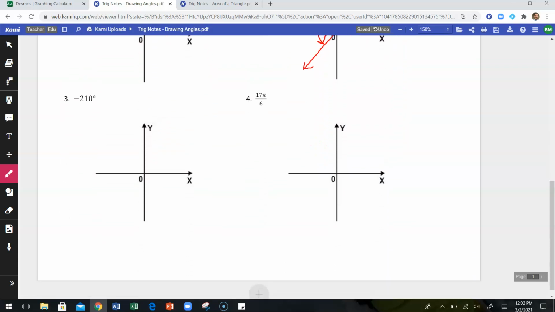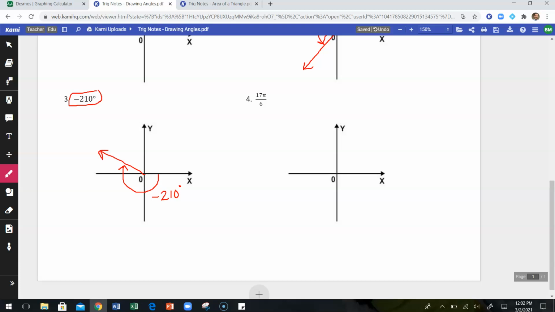Negative 210 degrees. Okay, so now we have a negative angle. We've talked about in previous videos how to handle negative angles. Essentially what a negative angle does is it goes from the positive x-axis, and instead of going counterclockwise, you go clockwise. So 210 would be 180 plus 30. If I'm going in the clockwise direction, it's going to end up here in quadrant 2, and my angle, if I were to draw it, would look like this, and that would be negative 210 degrees. That's negative 180 plus another 30, negative 210.